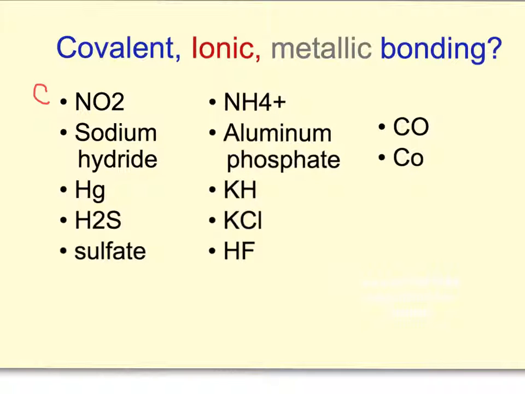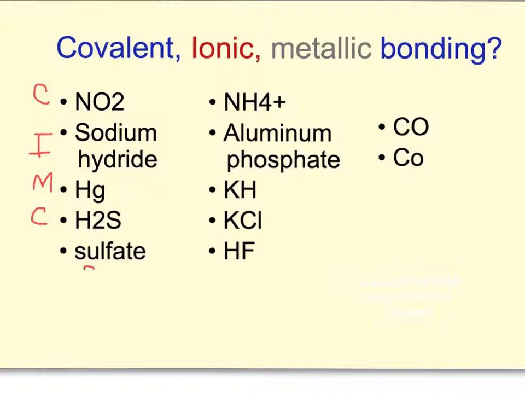Now our next one, we have sodium hydride. Sodium is a metal. Hydrogen, while it's on the metal side, if you look at the periodic table, it floats up above group 1. It is classified as a nonmetal. So here we would have an ionic bond, sodium being the metal and the hydride being the nonmetal. With mercury, we would see that as a metallic bond. The H2S, hydrogen and sulfur, are both nonmetals, so we have a covalent bond.